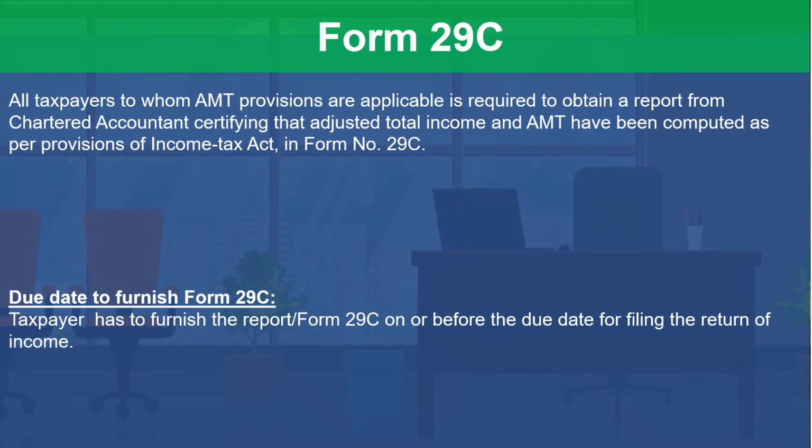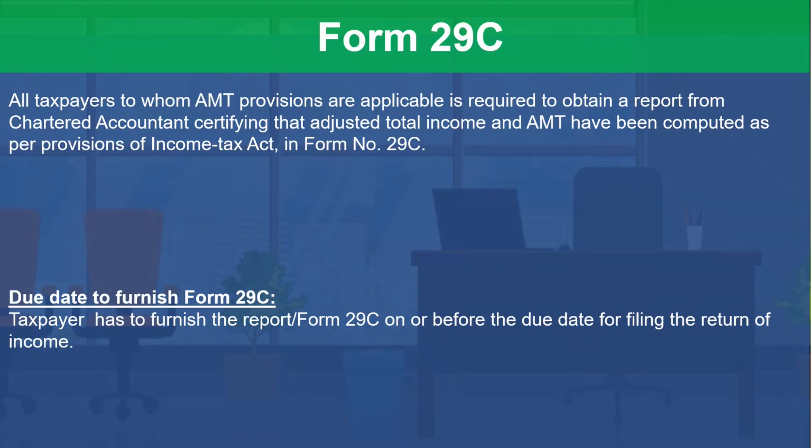Form 29C is required to be filed by all taxpayers to whom AMT provisions are applicable. This is a report from Chartered Accountant certifying that adjusted total income and AMT have been computed as per the provisions of Income Tax Act.